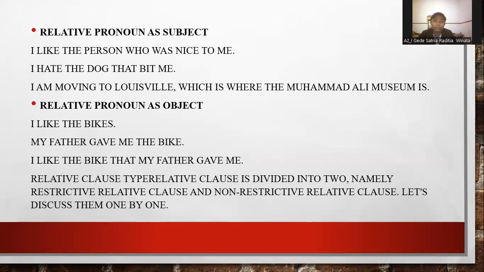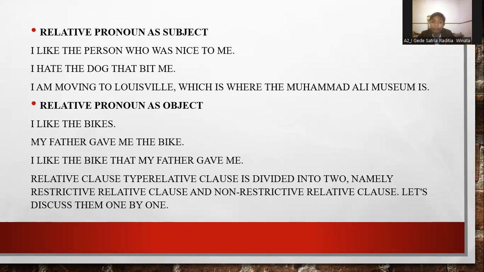Relative pronoun as subject. Examples: I like the person who was nice to me. I had the dog with me. And I'm moving to Louisville, which is where the Muhammad Ali Museum is. The second, relative pronoun as object. The example: first, I like the cake. Second, my father gave me the cake. Third, I like the cake that my father gave me.